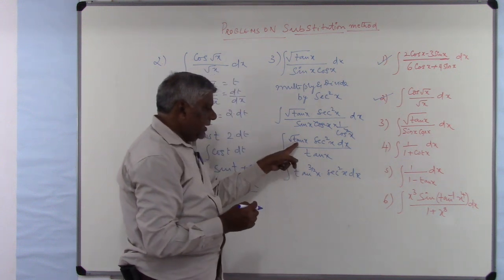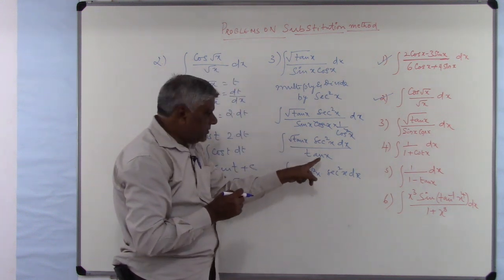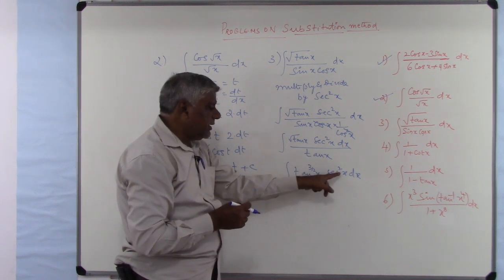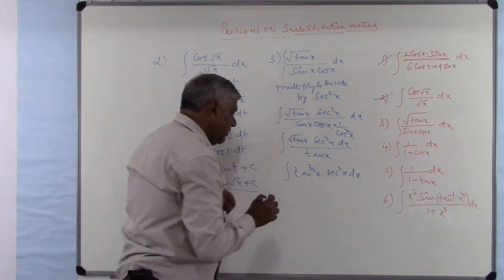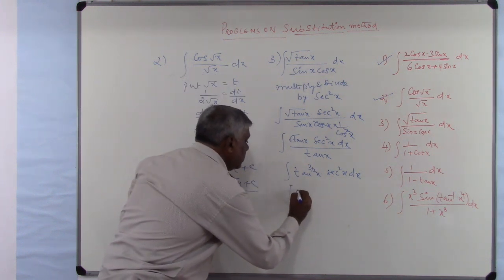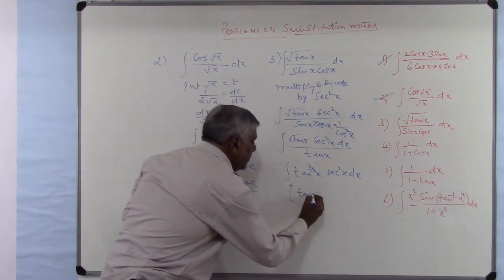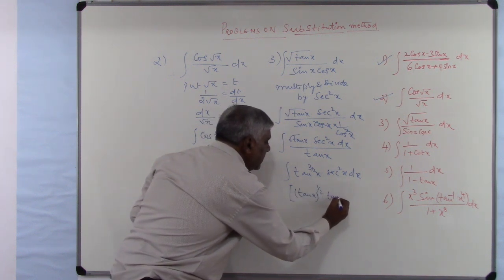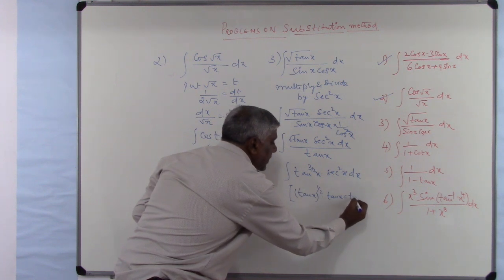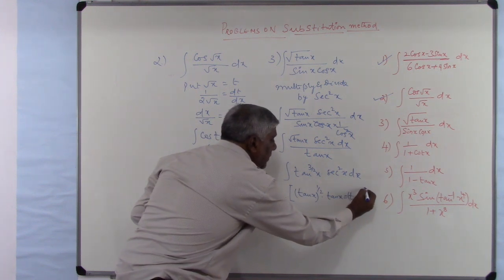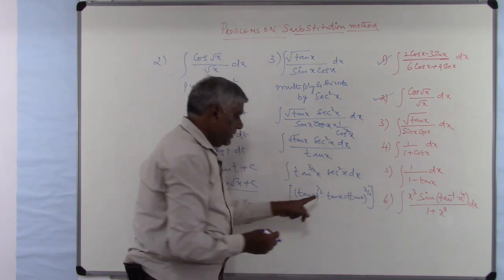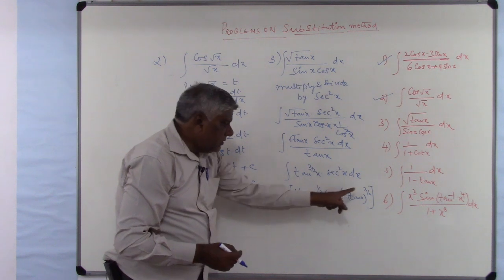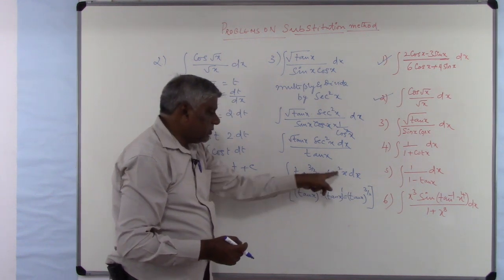Because here it is tan to the power of half plus 1, which is nothing but tan to the power of 3 by 2 x secant square x dx. If you want, we will prove it separately here. I will show you, tan x whole to the power of half into tan x is nothing but tan x whole to the power of 3 by 2. 1 plus half is 3 by 2. So that is what we have shown here.